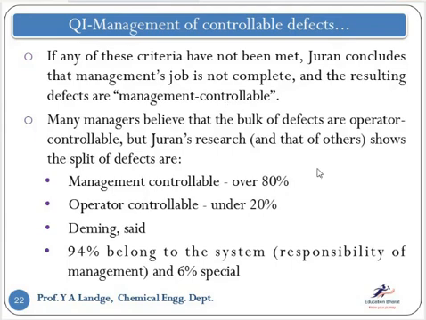That's why, as per Juran's study, over 80% is management controllable. It means when we are talking about total quality management, the maximum controllable part is by management, and only 20% is by the operator, and that too depends on how to reduce the defects just by management commitment. Details about management controllable defects and operator controllable defects, all these things we will see in tomorrow's lecture.